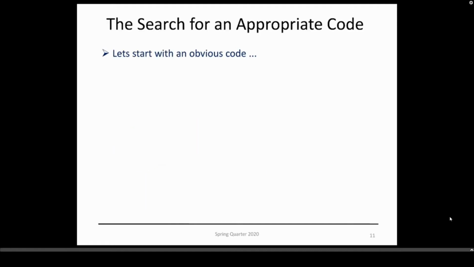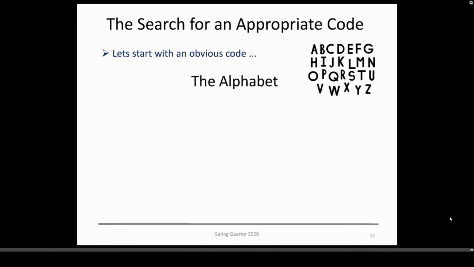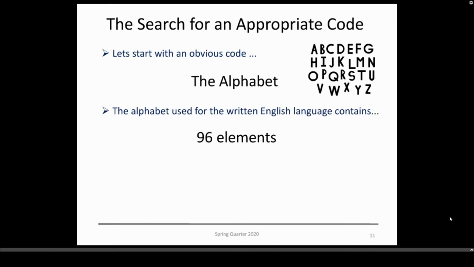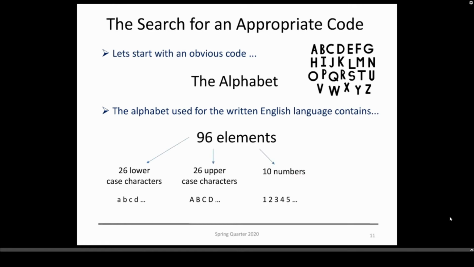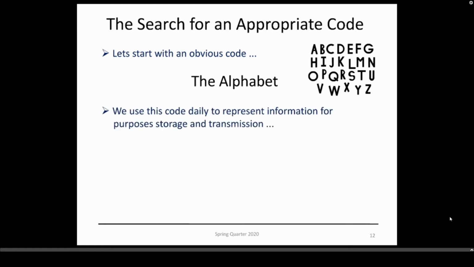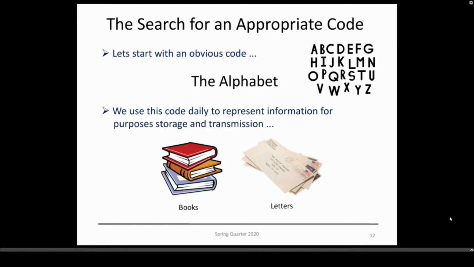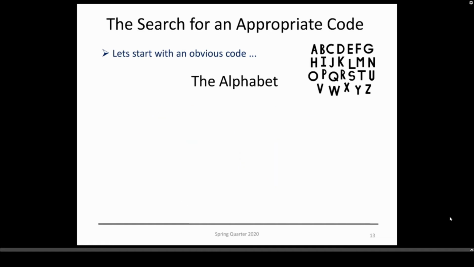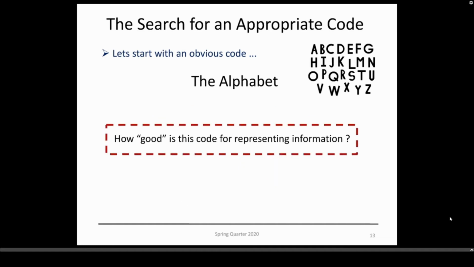Let's start with an obvious one, which is the alphabet. We have 96 elements: 26 lowercase characters, 26 uppercase characters, 10 numbers, and 34 special characters. We normally use these to exchange information between humans, either by writing books or letters, but how good is this code to represent information in a digital world?